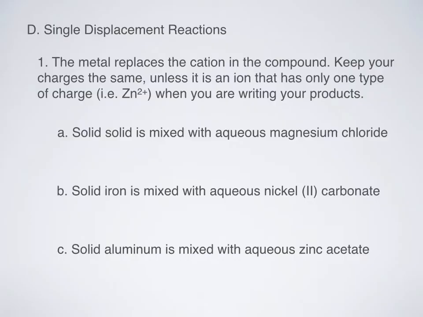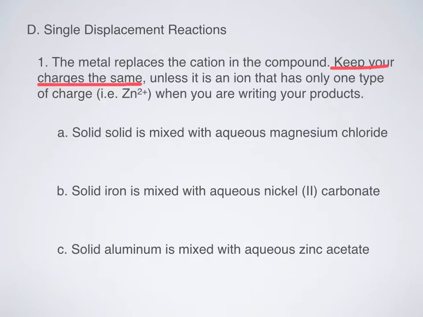In single displacement, you're going to have a metal, and it's going to be replacing the cation in the other compound. And so my hint there is to keep your charges the same, unless it's an ion that only has one type of charge, like we know zinc is always a +2 or something like that, because it will make it a lot easier if we try to balance these, if you keep your charge the same. Okay? So how are we supposed to identify that? Single displacement and double displacement reactions always look more complicated. So when you have a lot more description, it's probably going to be either single or double displacement as a result.